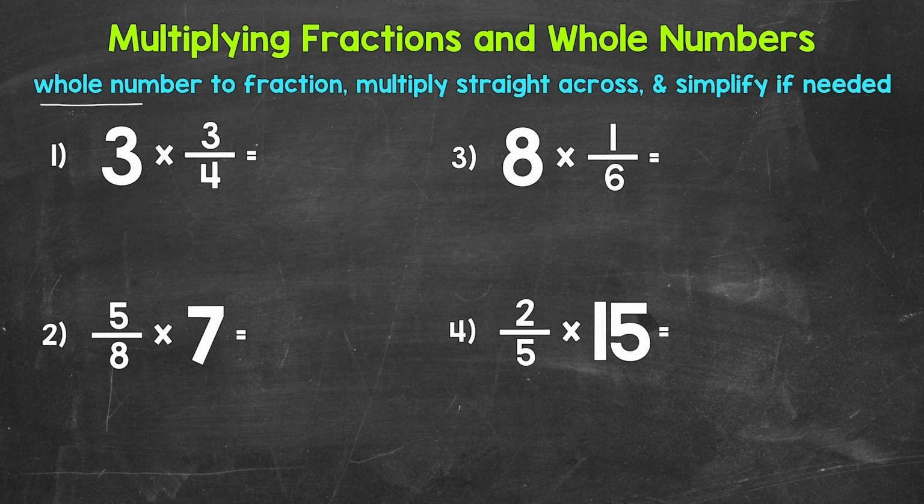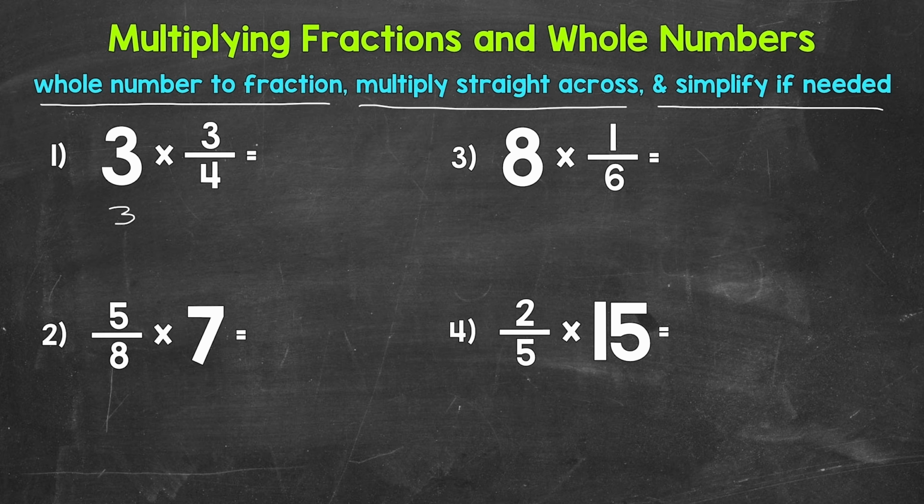So we rewrite the whole number in fractional form. Then we multiply straight across. That will give us our answer. And we can simplify that answer if needed. Let's jump into number 1, where we have 3 times 3/4. So let's rewrite our whole number in fractional form by putting it over 1.